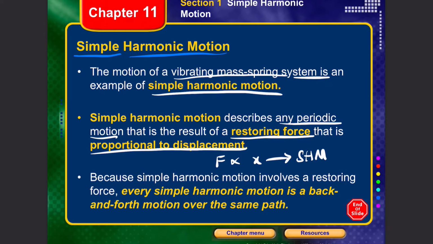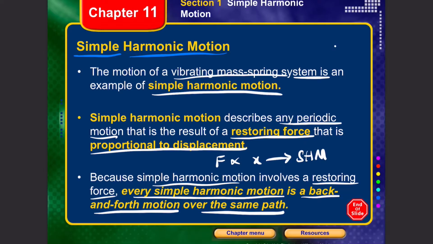Because simple harmonic motion involves a restoring force, every simple harmonic motion is a back and forth motion over the same path. For example, if you consider the displacement chart over time, let's say in this axis we have the displacement. So you have negative x on the opposite side, 0 and x.